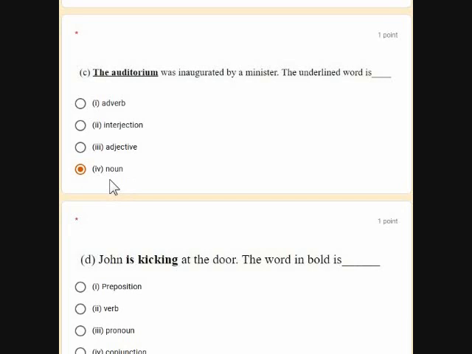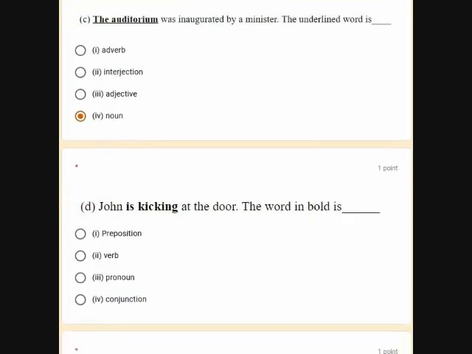Now why are the rest three incorrect? Because an adverb adds to the meaning of a verb, whereas an interjection is a word or a small group of words which shows or expresses an emotion. And an adjective, as we have just recalled, modifies a noun.